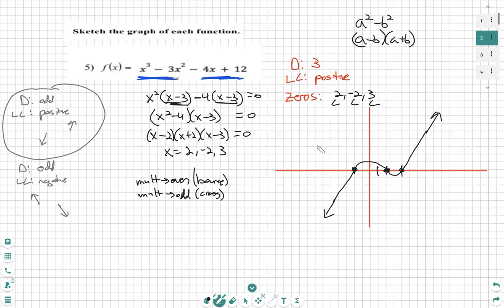So again, the 3 things we need are the degree, the leading coefficient, and the zeros. I will be doing more videos on this, one with an even degree, and one with a function that's already factored as well.